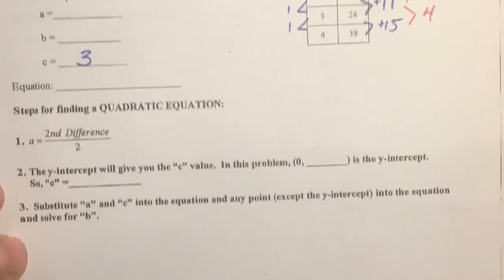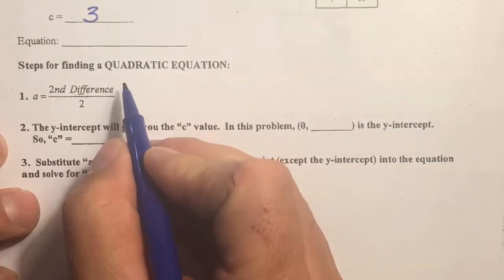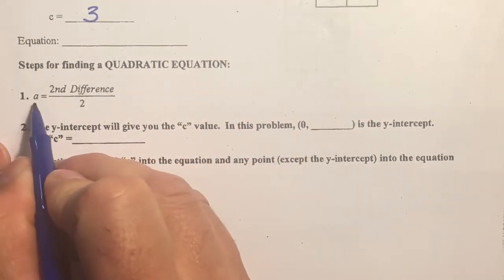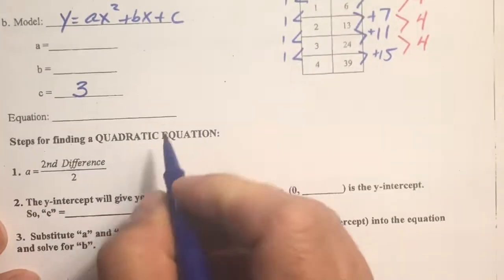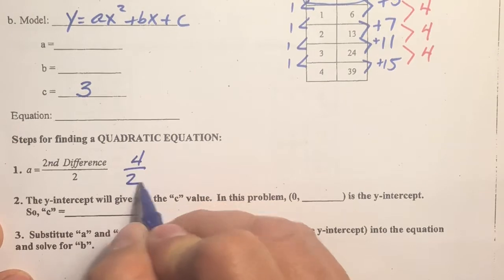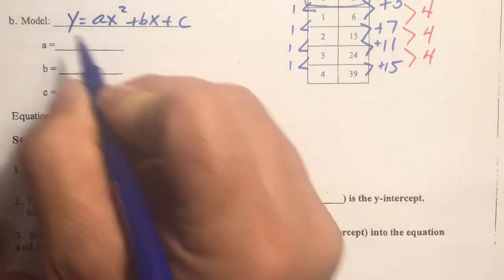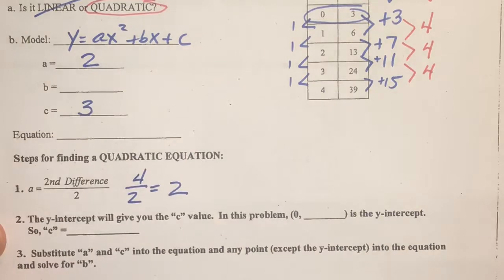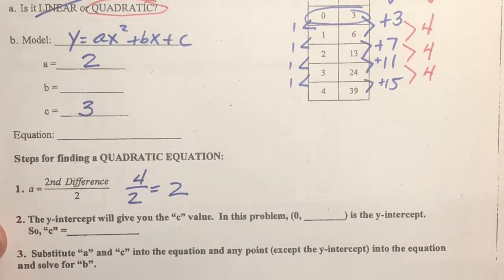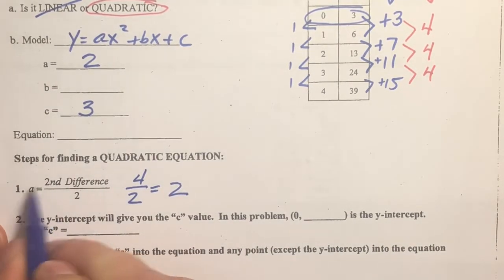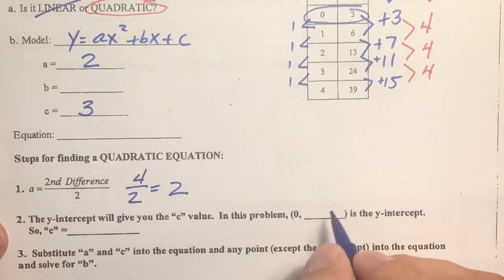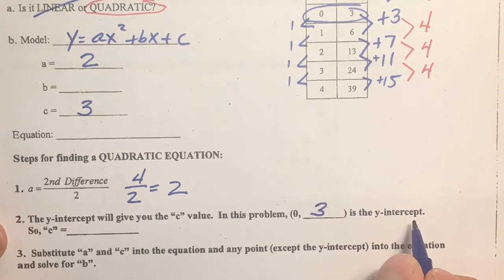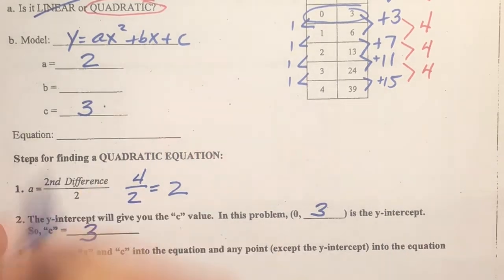So here we go. Steps for finding the quadratic equation. Step number 1, to find a, we take the second difference, in this case 4, and divide that by 2. So that tells me my a value is 2. You have to remember that: to find a, you take the second difference and divide by 2. Number 2, the y-intercept will give you the c value. We already did this one. In this problem, (0, 3) is the y-intercept, so c is 3.